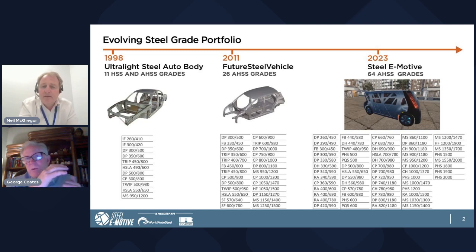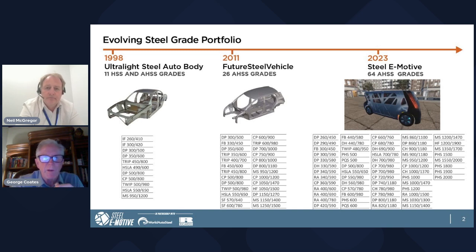But as we moved from that time frame, 10, 12 years ago, into the Steel E-Motive journey, we enlisted members to really dig deep and show us their grade availability as well as those that were in development. We developed a portfolio for use by Ricardo that had 64 uniquely different AHSS grades, shown there in the table on the right. So Neil, that can be an overwhelming list of materials. How did that help you?